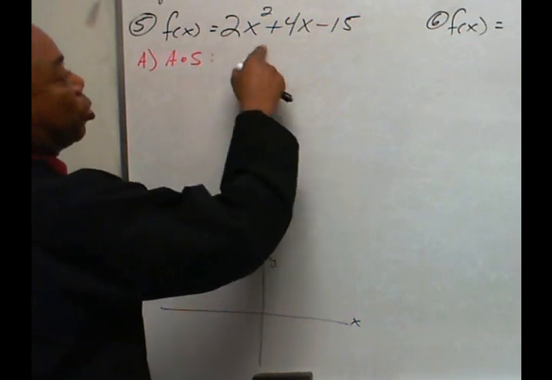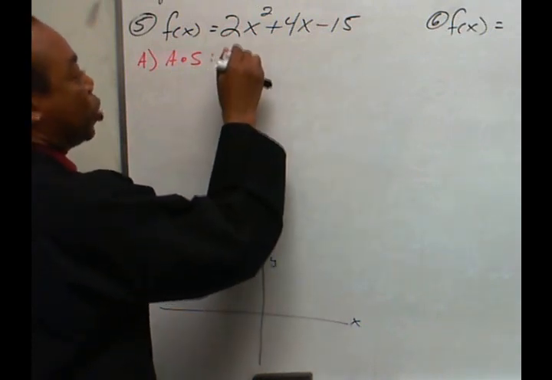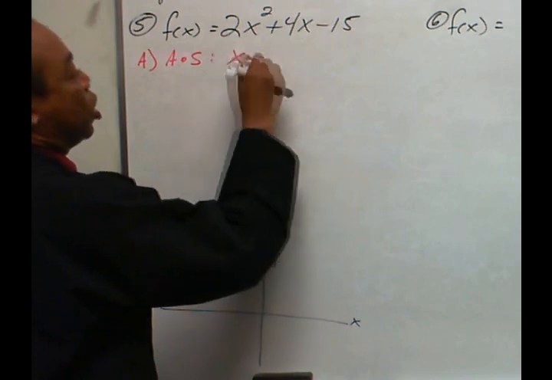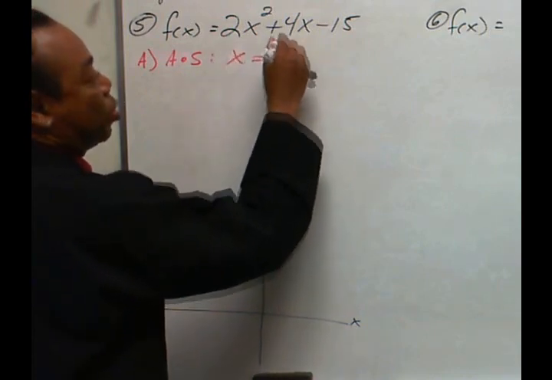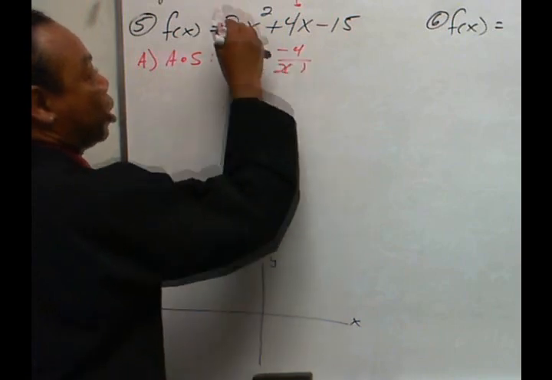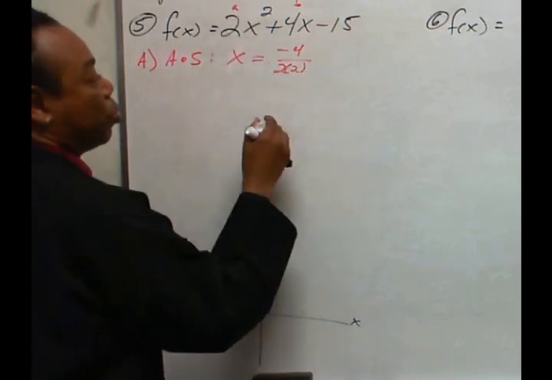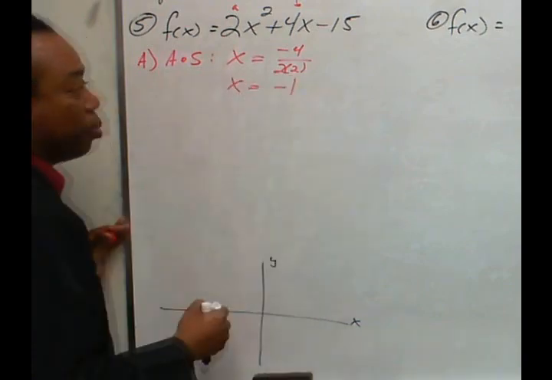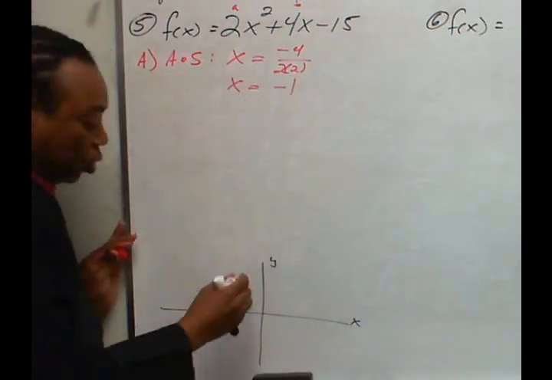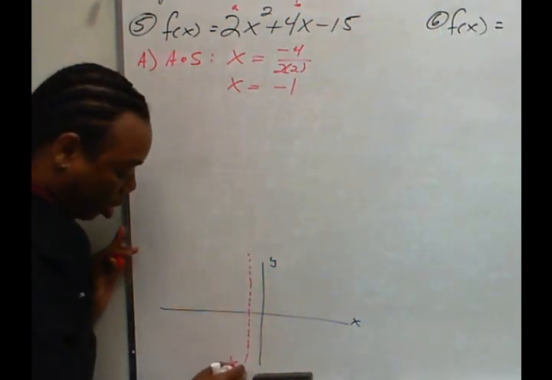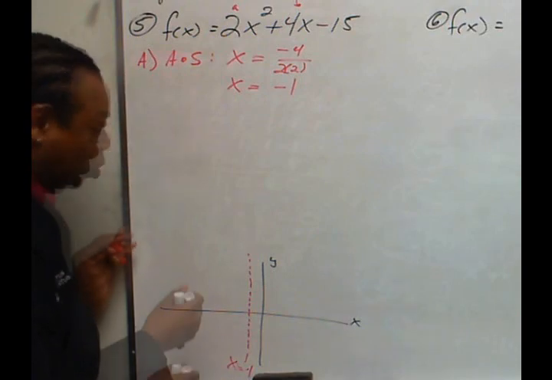We find the axis of symmetry in this general form by using x equals the opposite of b, this is b here, -4, all over 2 times a, this is a here, which is 2. Okay, this simplifies to x equals -1. So -1 is the axis of symmetry. So I'll put a vertical line here that represents x equals -1.